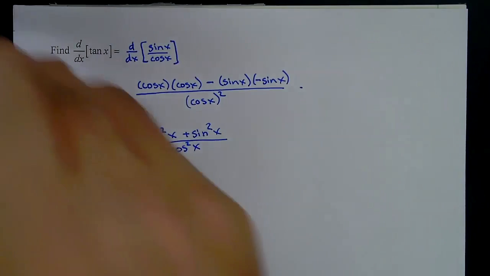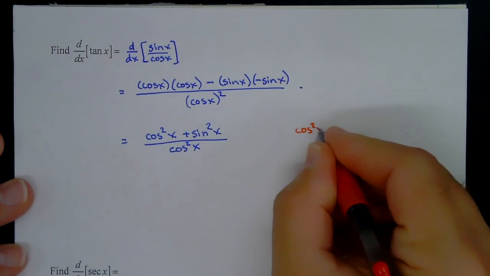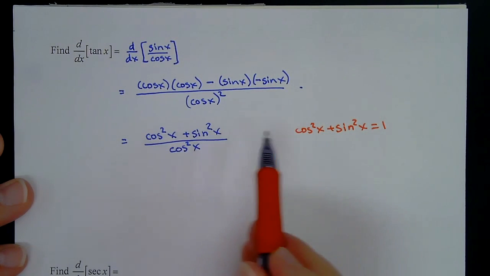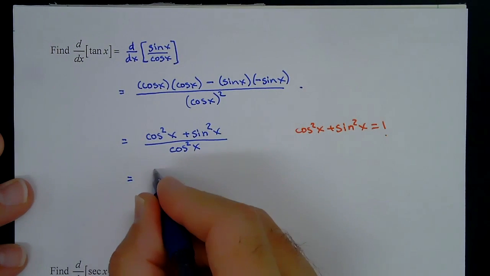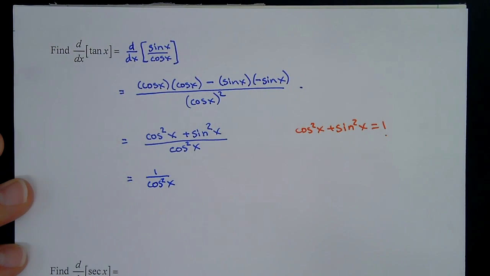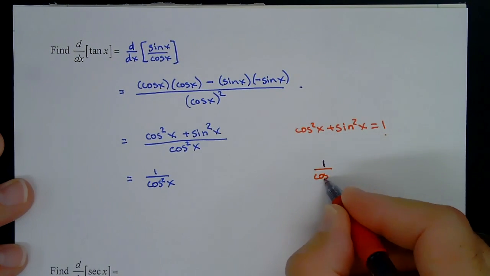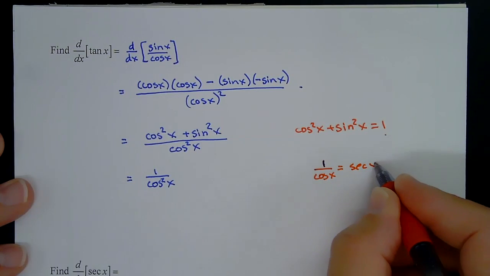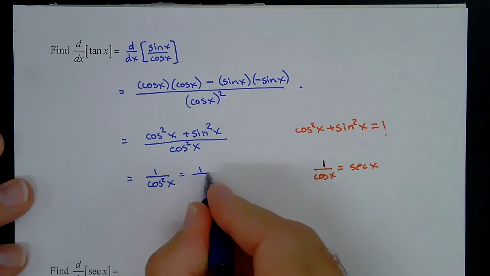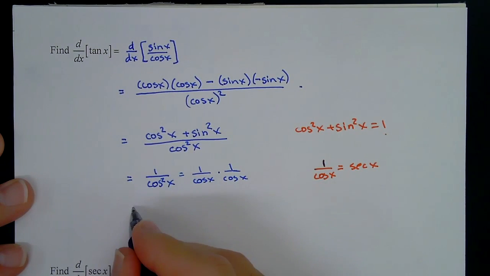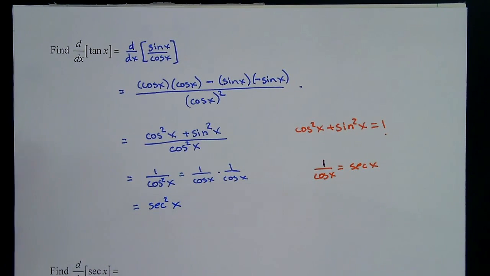And then we have a trig identity we need to recall, okay? Cosine squared x plus sine squared x is equal to 1. So this right here can be replaced with the number 1. So this becomes 1 over cosine squared x. All right, so what does that mean? Well, 1 over cosine of x is equivalent to secant of x. So really, this could be rewritten as 1 over cosine x times 1 over cosine x, which would be secant x times secant x, or secant squared x. And so the derivative of tan x comes out to be secant squared x. All right, let's figure out what the derivative of secant x is. And that's next.